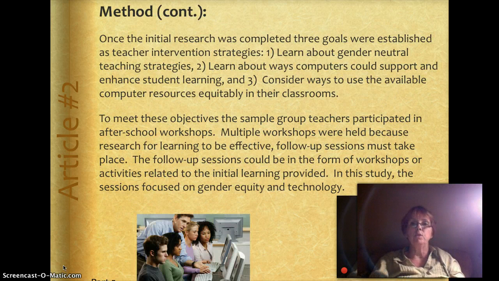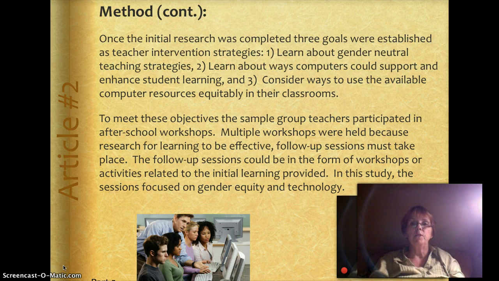Once the initial research was completed, 3 goals were established as teacher intervention strategies. 1. Learn about gender-neutral teaching strategies. 2. Learn about ways computers could support and enhance student learning. And 3. Consider ways to use available computer resources equitably in their classrooms.